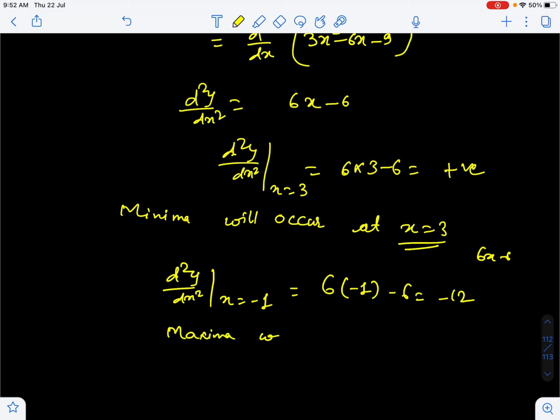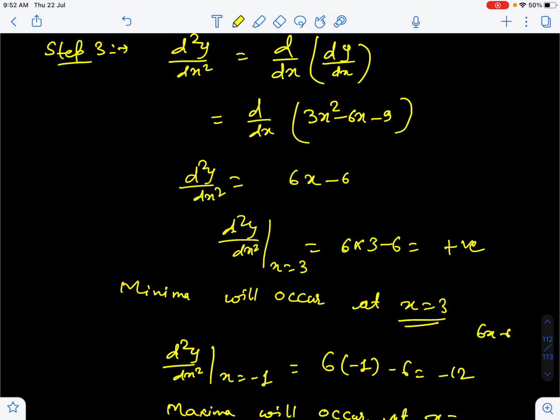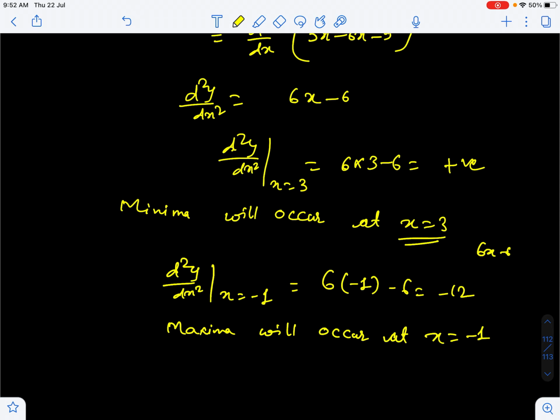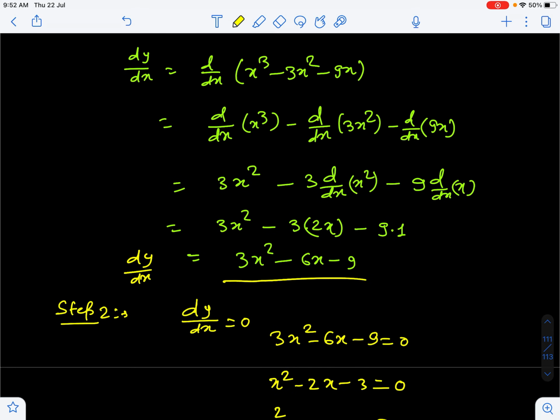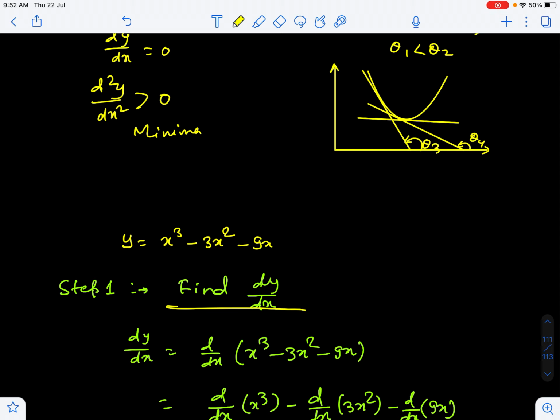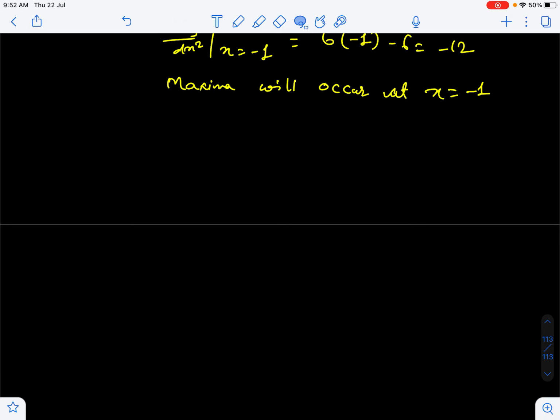So maxima will occur at x is equal to minus 1. Let us check the value of the function at x is equal to 3 and x is equal to minus 1. So the function is this one. I will copy this function and write it here. Now we are checking the function value at x is equal to 3.